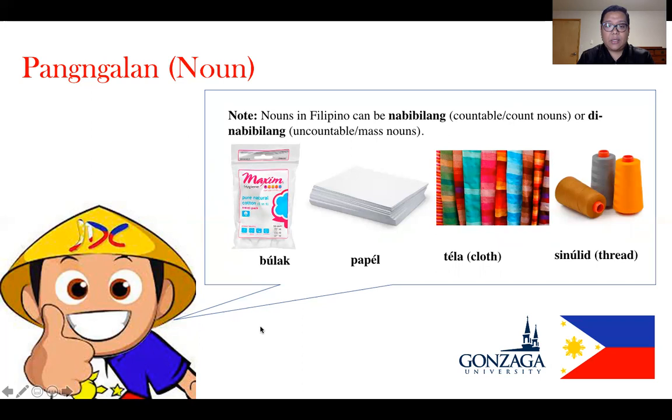Other objects are, we have this one, bulak, which means cotton. Okay, papel, which means paper. Tela, it means cloth or textile. Okay, and then sinulid for thread. Okay, for needle, we call it karayom, karayom.